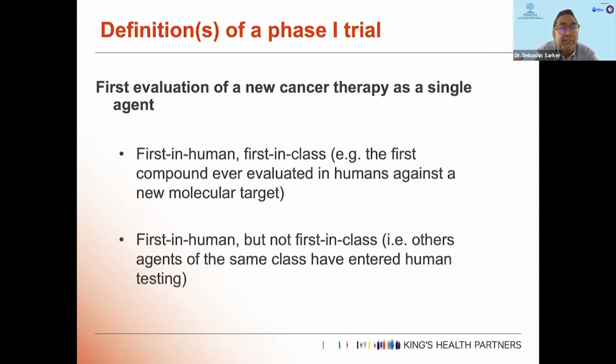It can be the first evaluation of a new cancer therapy as a single agent. So what we call first in human, first in class, which is the first compound ever evaluated in humans against a new molecular target. This particular study fulfills that brief. Others might be a first in human, but not first in class, where other agents of the same class have entered human testing.